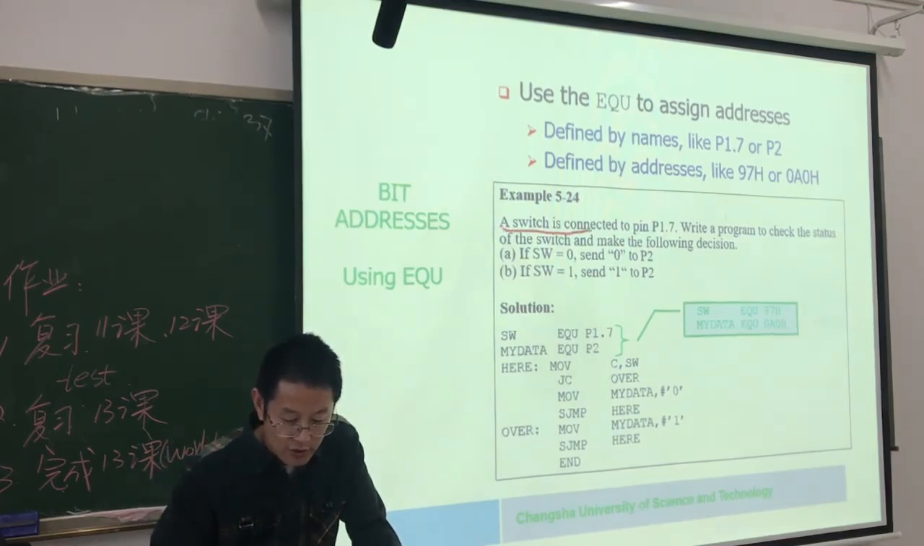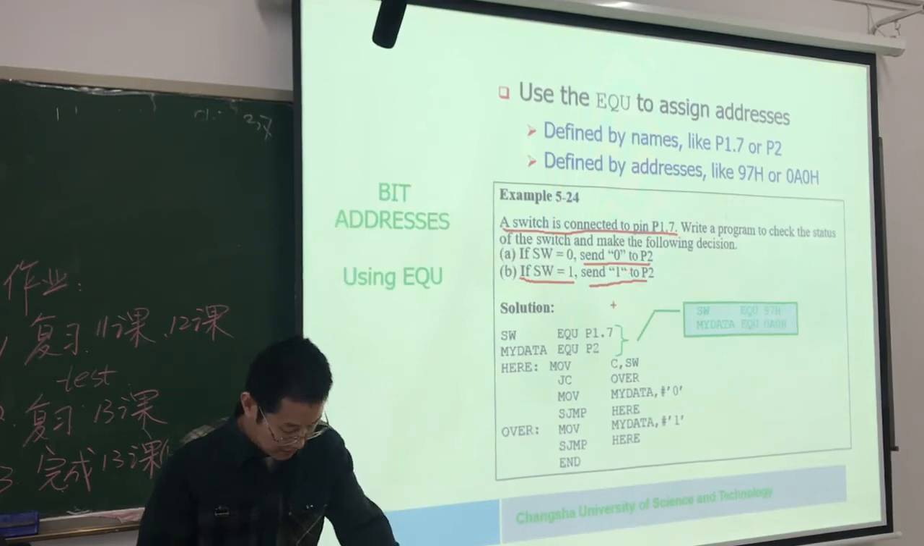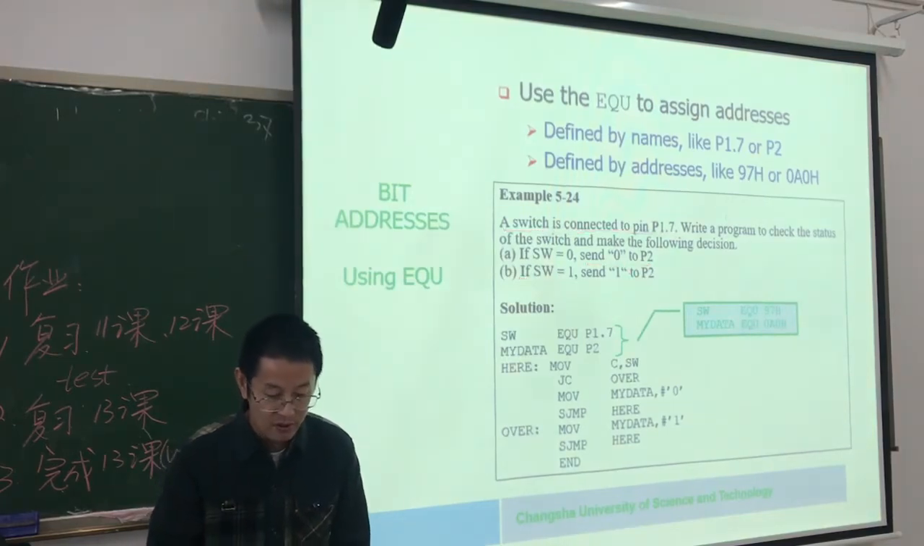A switch is connected to P1.7. Write a program to check the status of the switch and make the following decision. If SW is equal to 0, send 0 to P2. If SW is 1, send 1 to P2.